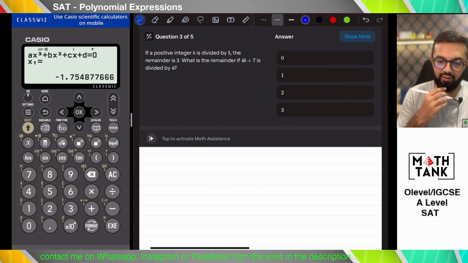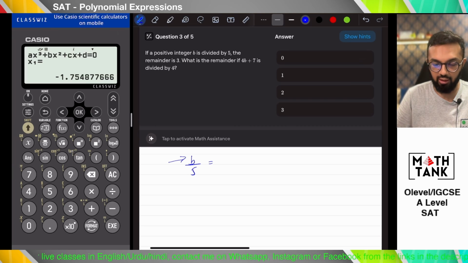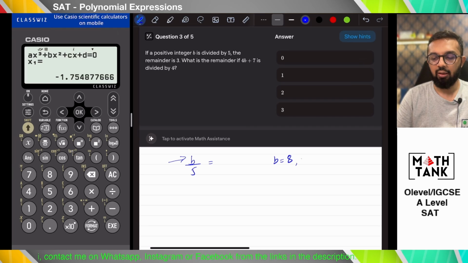If a positive integer b is divided by 5, the remainder is 3. What is the remainder if 4b plus 7 is divided by 4? So whenever you have these questions, you try to assume a number. What number when divided by 5 leaves a remainder of 3? So examples of b will be 8 and then 13 and then 18 and so on. What I'm doing is taking multiples of 5 and adding 3 to them.